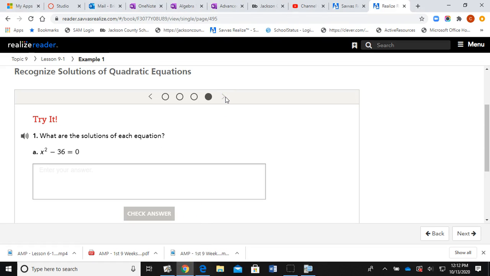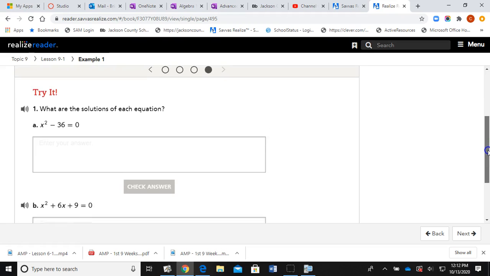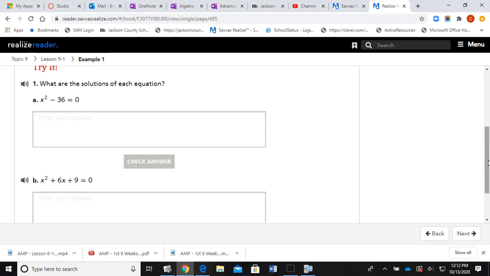One more. What are the solutions of the equation? I said one more. We got two more actually. So, do A and B there real quick.